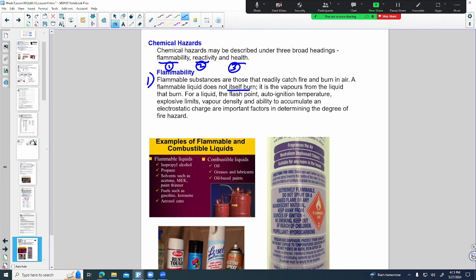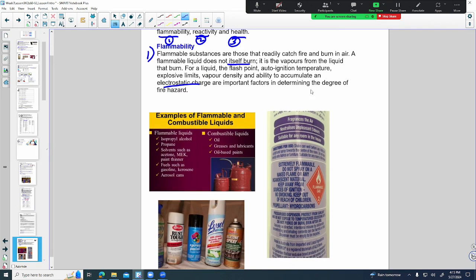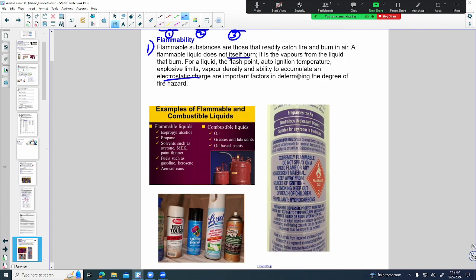So for a liquid, the flash point or auto ignition temperature, explosive limits, vapor density, and ability to accumulate an electrostatic charge, these are important factors in determining just how much it is a fire hazard. Here's an example. There are examples of flammable and combustible liquids like isopropyl alcohol, propane, solvents such as acetone, MEK, or paint thinner, fuels such as gasoline, kerosene, aerosol cans, combustible liquids, oil, greases and lubricants, and oil-based paints.